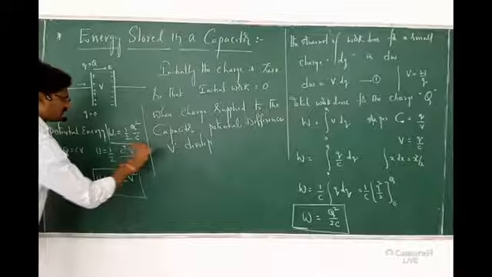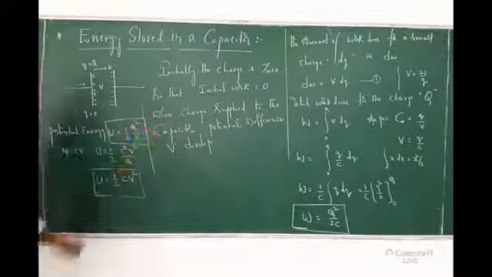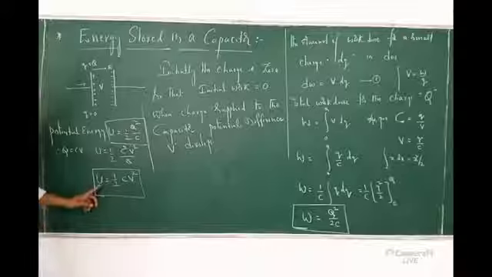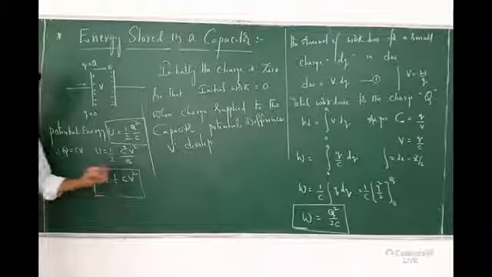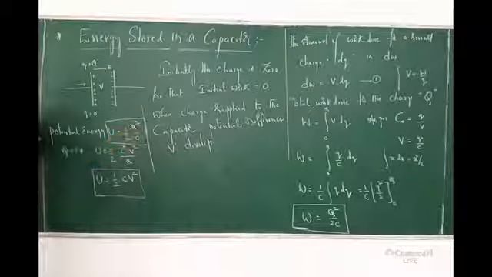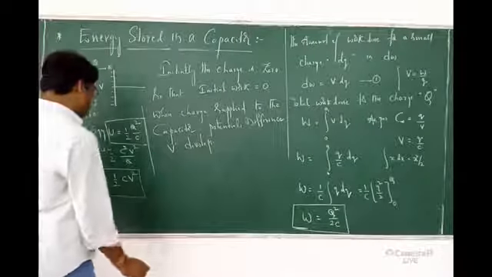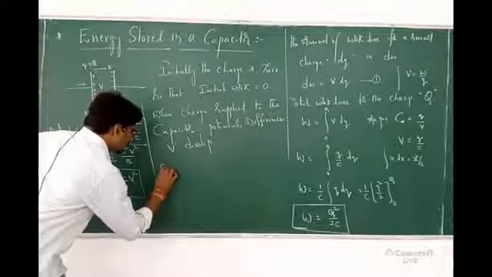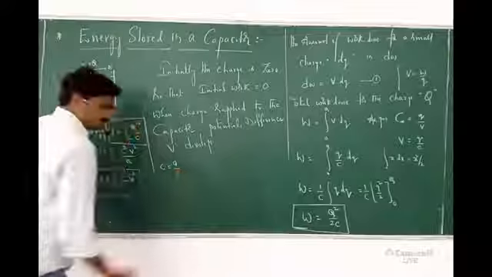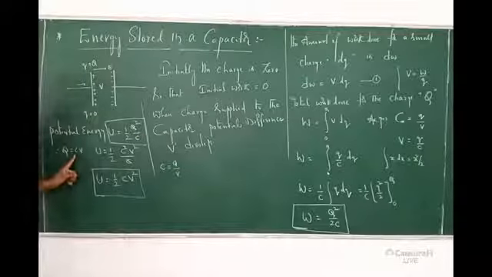First I have the formula U is equal to half Q square by C. Second, U is equal to half CV square. And instead of this Q, I can substitute Q is equal to CV. C is equal to Q by V.